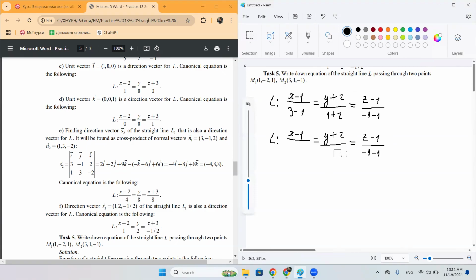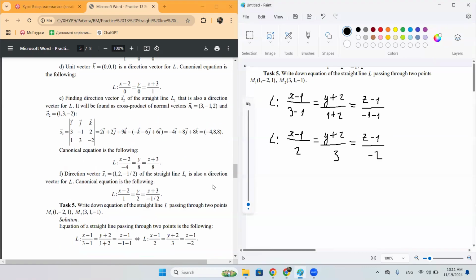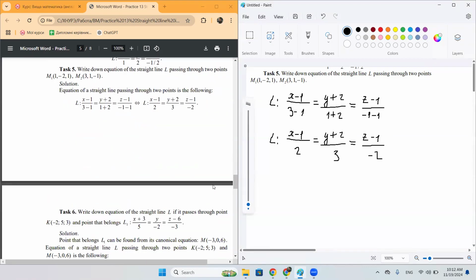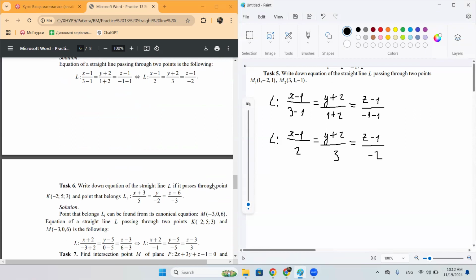It's not a lot of work, not a lot of calculations. So x minus 1 by 2, y plus 2 by 3, and z minus 1 by minus 2. So this is the direction vector 2, 3, minus 2. Any questions? No. Okay, no questions.